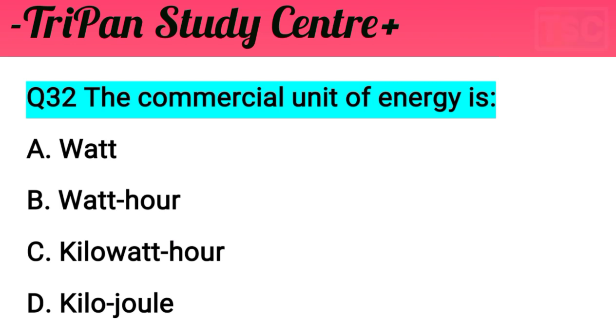I give you a few seconds. You must have thought of your answer, and also write the answer in your notebook. Let's see what the answer is. The question is clear: the commercial unit of energy is not watt and neither watt hour. It means option C, kilowatt hour, is the correct answer for this question. Kilowatt hour is the measurement of the commercial unit of energy. That's important here, option C.